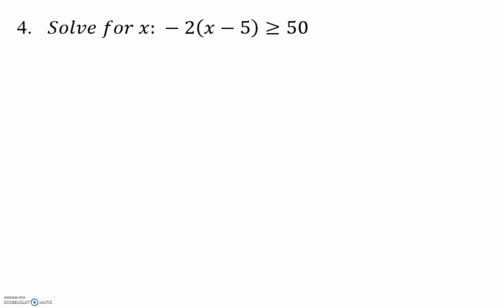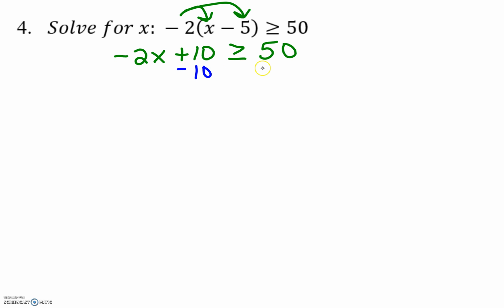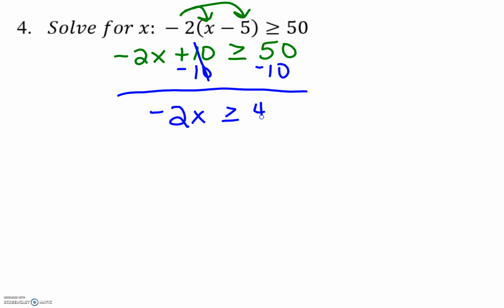For 4, we have something very similar. Instead of an equation, we're solving an inequality. We're going to treat it the same way. Take the negative 2 and multiply out to everything on the inside. So you have negative 2x plus 10 is greater than or equal to 50. From here, we want to isolate our variable, so we're going to take that positive 10 and subtract it over. And then you have negative 2x is greater than or equal to 40. Then from here, we're going to divide by negative 2.